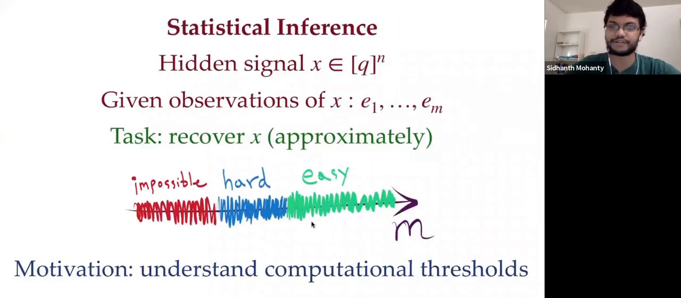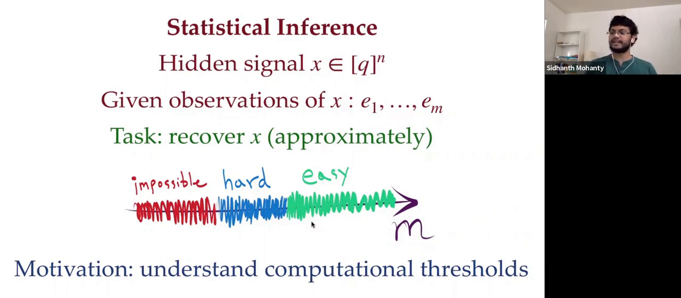Typically these kinds of problems go through several phases. When you have too few samples, it's impossible to say anything about X. But then there comes a point where you have enough samples and it becomes information theoretically possible to recover X better than random guessing, though the problem may still remain hard. And finally, there comes a time when you have a lot of samples and you can run an efficient algorithm and recover X either approximately or exactly. The theme of this talk is to understand the second phase transition, the place where a problem goes from being hard to being easy.